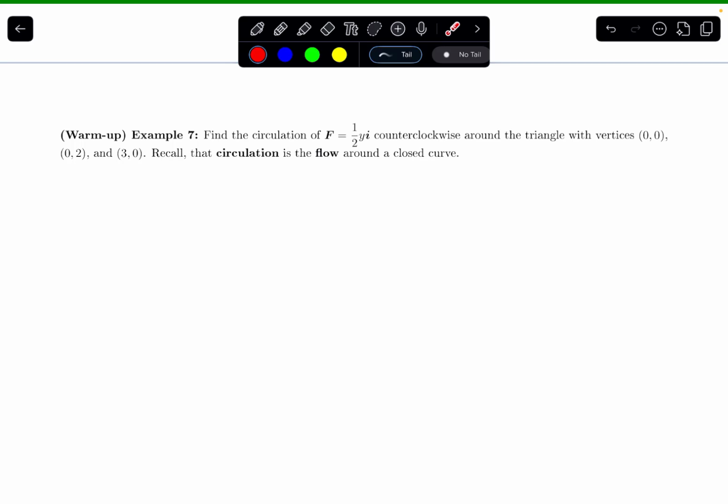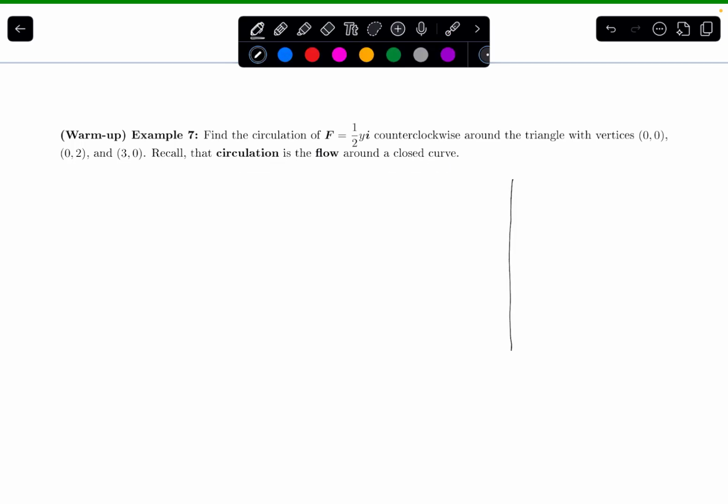In this video, we are going to do an example where we find the circulation of this vector field if I go counterclockwise around a triangle with these vertices. And recall that circulation means the flow of the vector field around a closed curve. So let's start by drawing a picture.